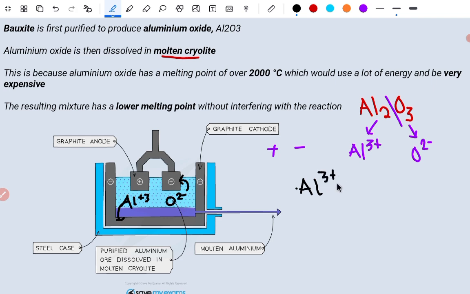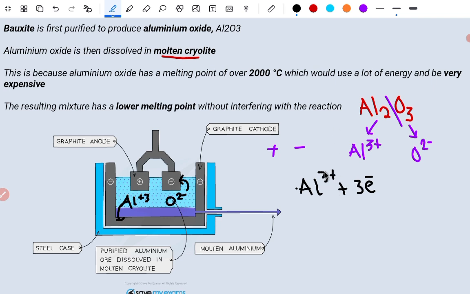So the cathode here is going to give it three electrons. Okay, it's going to give it three electrons. Now imagine these electrons, they are negatively charged. Just to illustrate what will happen here, let's work out the charges.